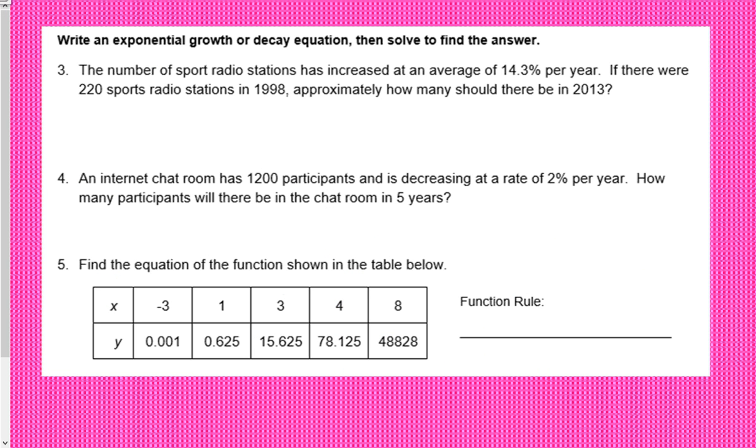We only have 3 more problems, and this topic is literally done. It'll be a quick one. So, it says the number of sports radio stations has increased. There's our clue that it's going to be growth at an average of 14.3% per year, if there were 220 sports radio stations in 1998, approximately how many should there be in 2013?